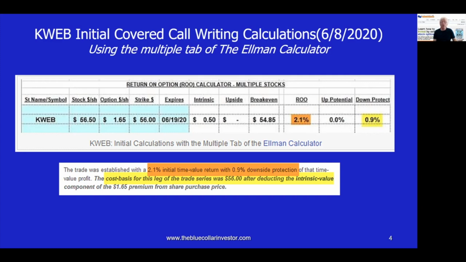So what happens to it? We received it, but we're not counting it. What we use that 50 cents for is we deduct it from our cost basis. So initially we bought the stock at 56.50 and we sold the 56 call for $1.65. Of that $1.65, 50 cents is intrinsic value. We use that to buy down our cost basis from 56.50 down to 56. So that is our cost basis initiating this in-the-money covered call. So 56 is the cost basis initiating this trade.